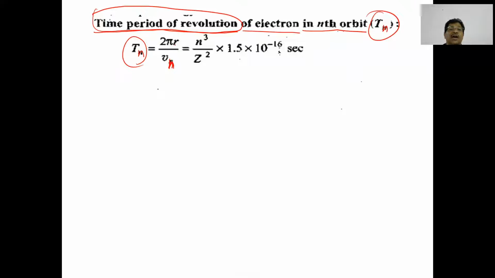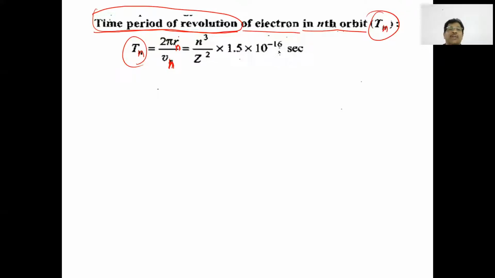Here rn is the radius of the nth orbit, and vn is the velocity of the electron in the nth orbit. So 2πrn divided by vn is the time period of revolution, meaning the time taken by the electron for one complete revolution. So the time period of revolution of the electron in the nth orbit is given by circumference divided by velocity.